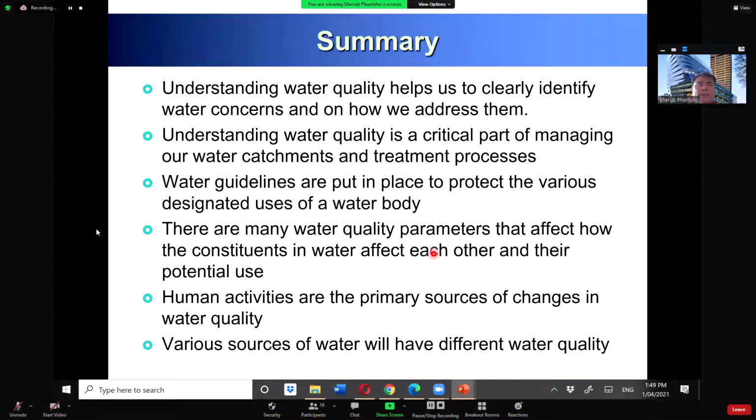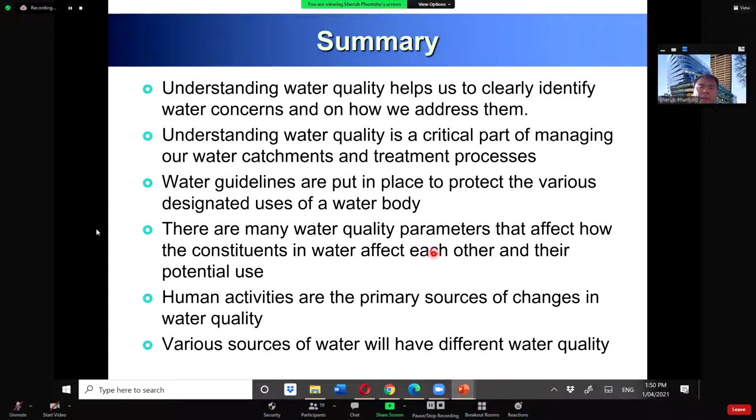Okay, so just to summarize from part 1 of the video in the 2A lectures, we have an understanding of water quality, which helps to clearly identify the water concerns and how we address them. Understanding the water quality is quite important to identify what the concerns of this water are and how we address them, especially in terms of treatment. It's a very critical part of managing the water in the catchments and the treatment processes.